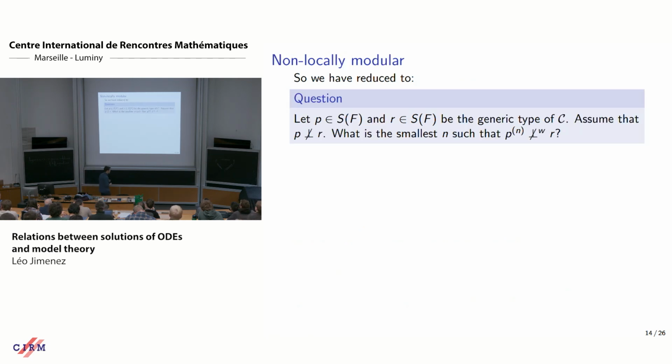All right, so this is what we've reduced to now, right? Let P be some type over F, and assume that P is not orthogonal to this generic constant, right? So we know that some long tuple of independent realizations of P has some relation with some constant somewhere. What is the smallest such tuple?